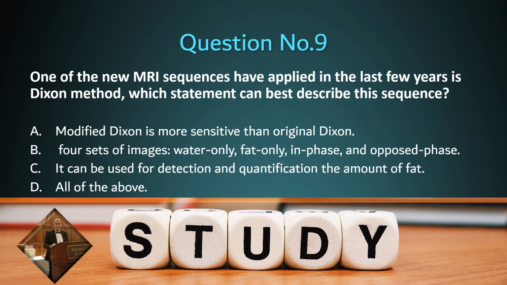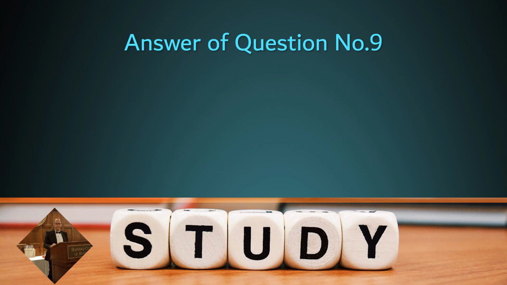Question number 9. One of the new MRI sequences applied in the last few years is the Dixon method. Which statement can best describe this sequence? Modified Dixon is more sensitive than original Dixon. It consists of 4 sets of images: water only, fat only, in phase and opposed phase. It can be used for detection and quantification of the amount of fat. Or all of the above. The answer to this question is choice D, all of the above.